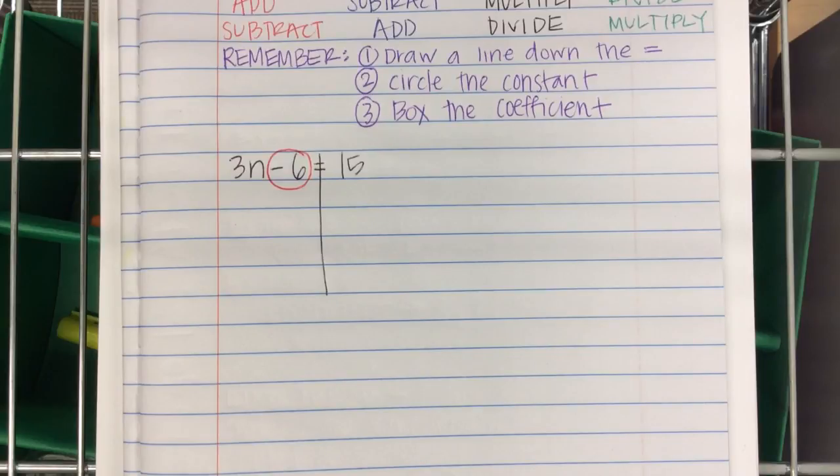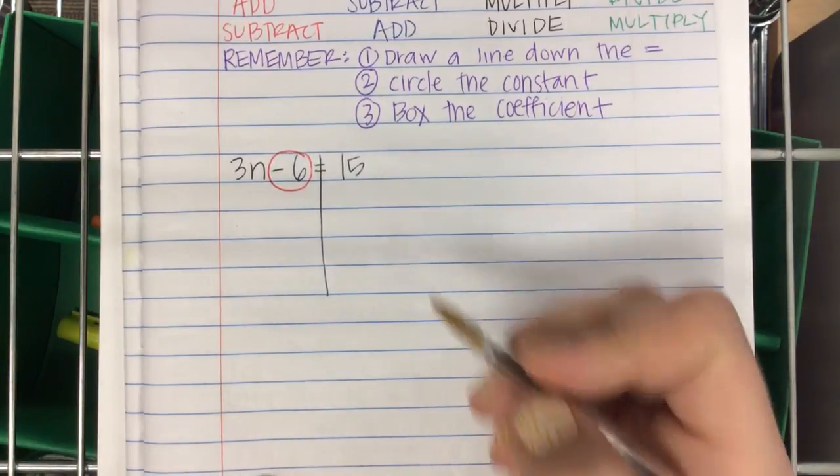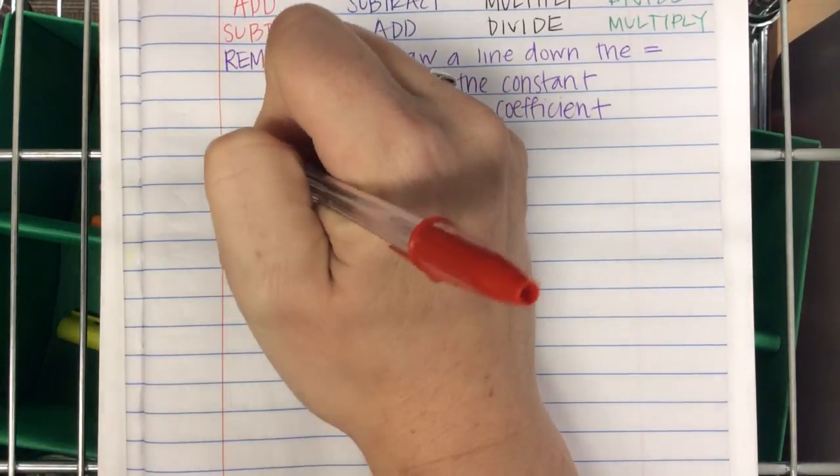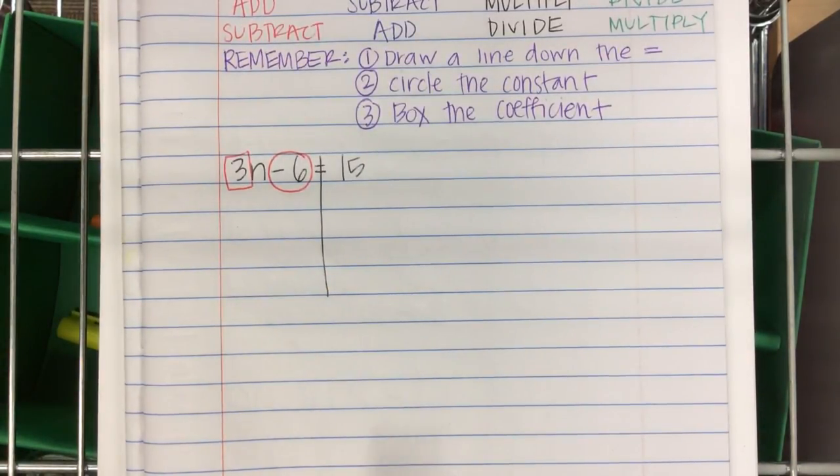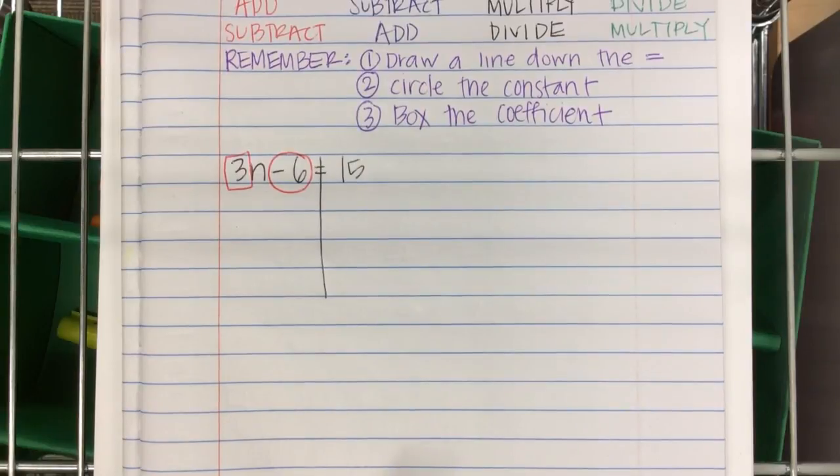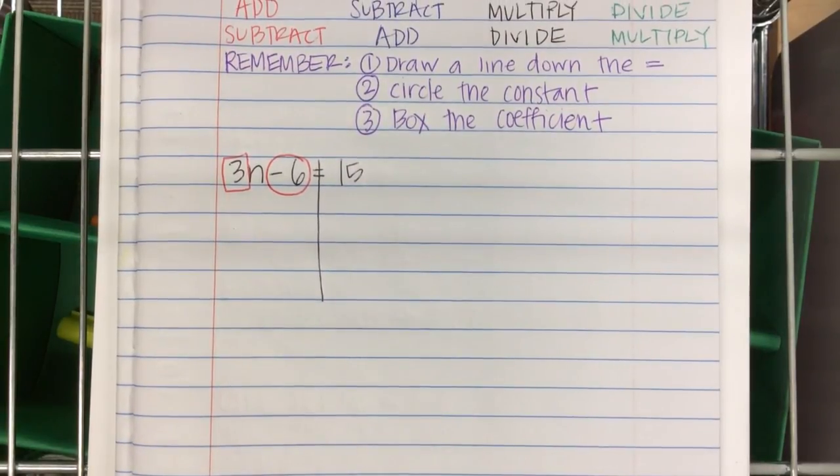What's step number 3? Riley? Box the coefficient. So what's my coefficient? Morgan? 3. I guess I should have then said solve, right? Use inverse operations. So here we go. We're going to use inverse operations.